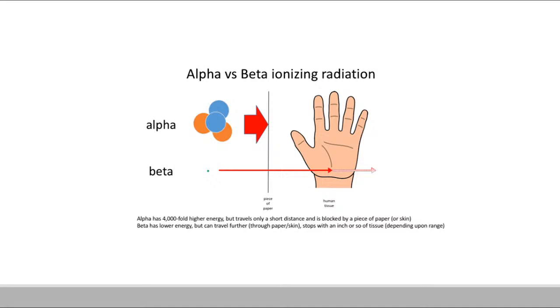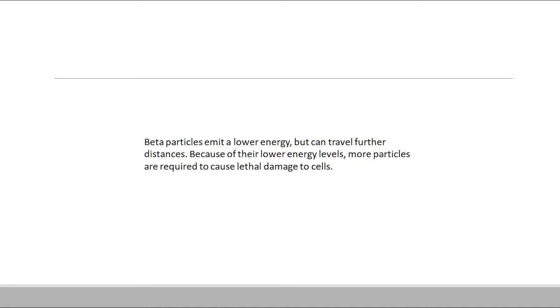On this slide you can see how alpha and beta ionizing radiation can penetrate a piece of paper and human tissue. Alpha is blocked by a piece of paper or skin. And beta has less energy but can travel further. Beta particles have lower energy but can travel further distances. Because of their lower energy levels, more particles are required to cause lethal damage to cells.